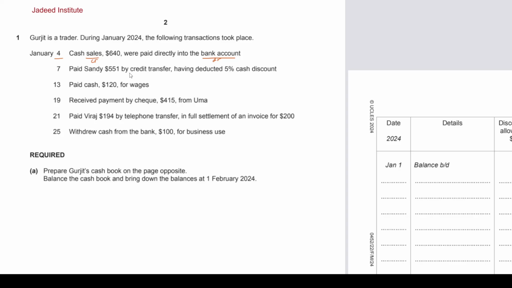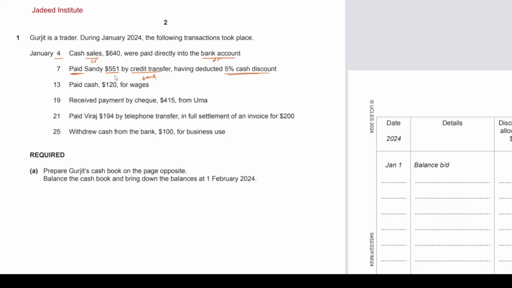Paid Sandy $551 by credit transfer, that just means through bank, having deducted 5% cash discount. Be careful with these. So this is the final payment after deduction, okay? How do I know that? It says having deducted. One more thing, how do I know that? Paid. So that's what we actually paid. Now, we wouldn't pay before deducting the discount. Think about that. Okay? So this has to be post-discount.